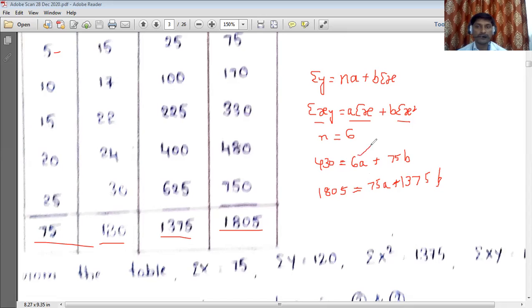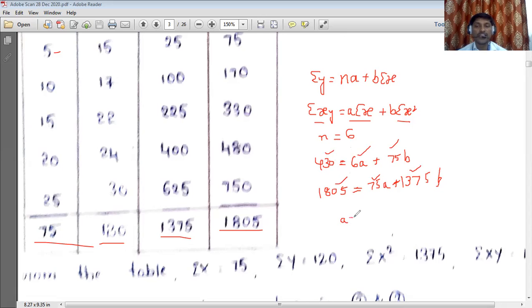First, you need to enter 6, 75, and then 430. Your calculator equation looks like that: ax plus by is equal to c. Next 75, 1375, next 1805, and then press equal to, you'll get the values.